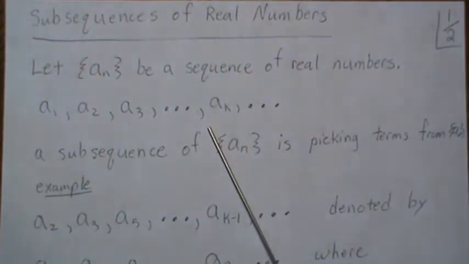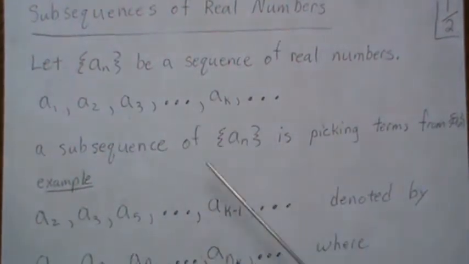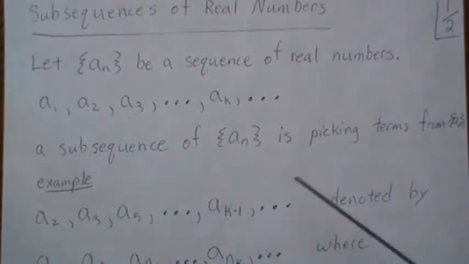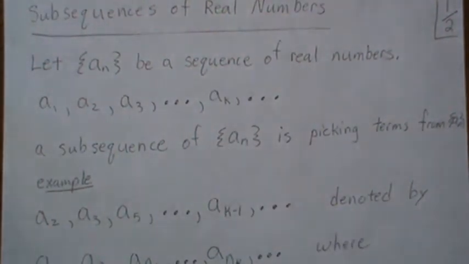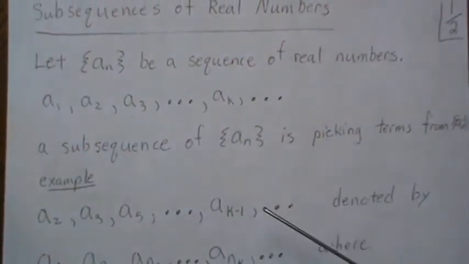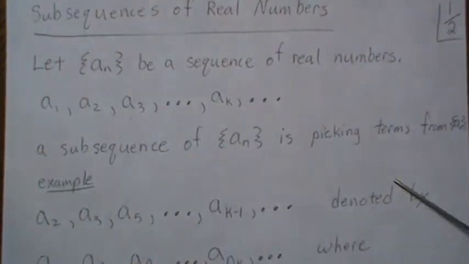Okay, and picking terms, you can think of it in two ways. So here's an example of a subsequence where we pick the second, the third, the fifth, the a_{k-1}, and we keep going like that. Then this is a subsequence of our sequence a_n. Now, some people also think about removing terms, and then what's left is the subsequence. So if we remove a_1, remove a_4, and so on, then what's left is our subsequence. But I really like to think about it as picking the terms from our original sequence.